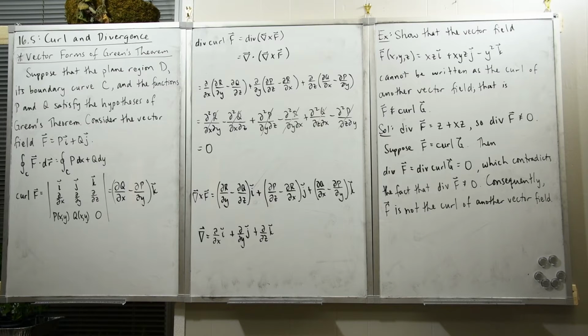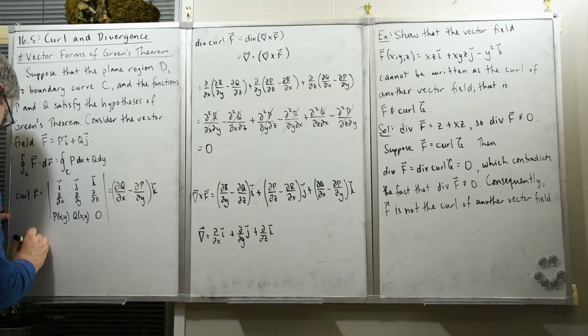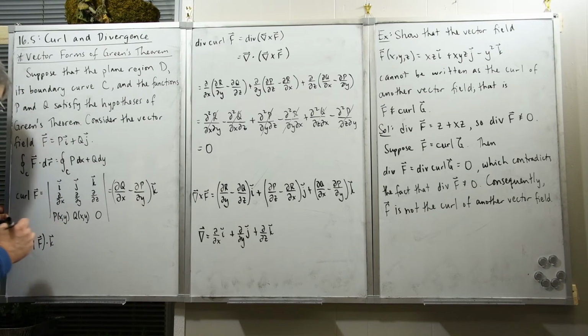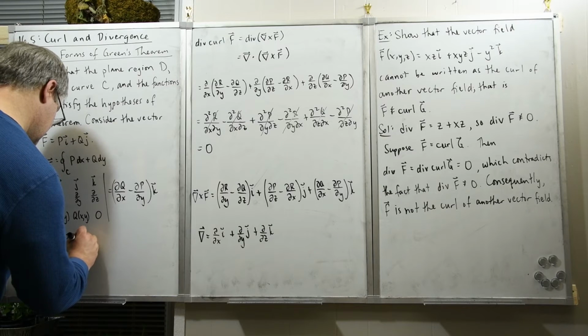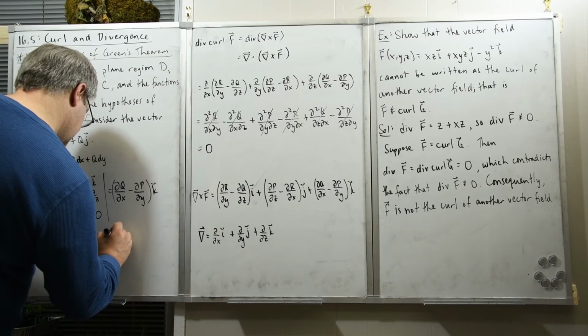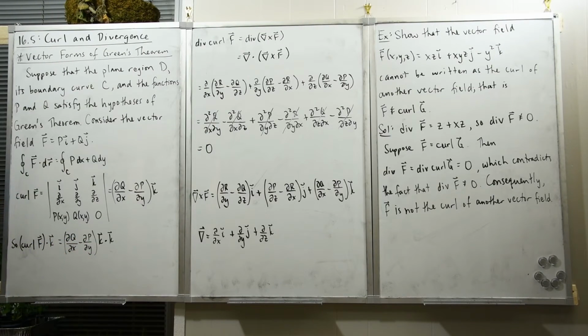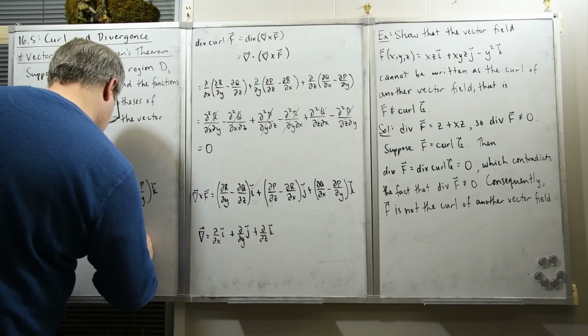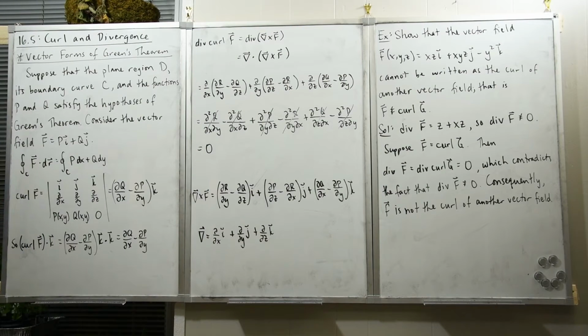Now, if you were to take a look at the curl of F dotted with k, then what you're going to get is partial Q with respect to x minus partial P with respect to y times k, dotted with k. But think about what the components of k look like. You got 0, 0, and 1. Components of the curl of F: 0, 0, and partial Q with respect to x minus partial P with respect to y. So you take the dot product, you're getting partial Q with respect to x minus partial P with respect to y, times 1. Well, that's just partial Q with respect to x minus partial P with respect to y.